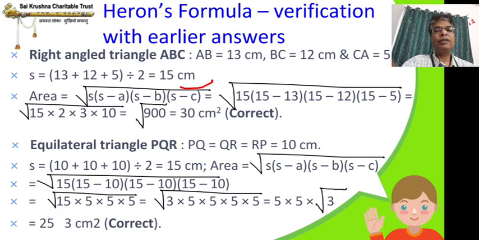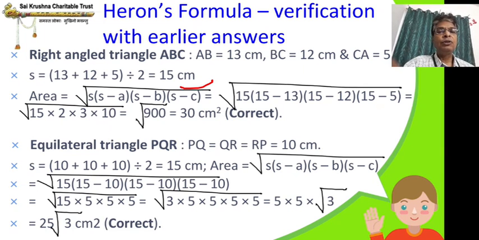So, we are getting 25 root 3 square centimeter and it is correct. Now, you can pause the video, note down these steps. These steps are very important. One or two more steps will come, which I will explain when we see that. But for the time being, you can note these steps.